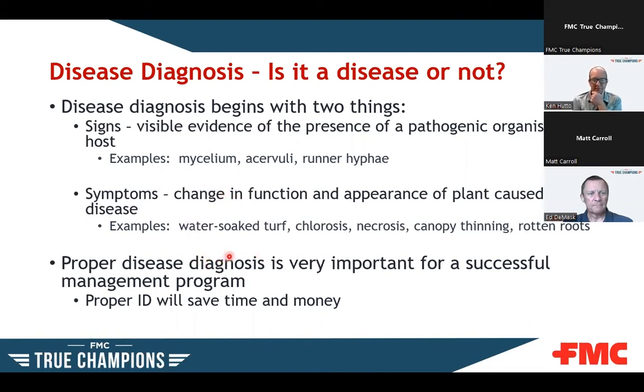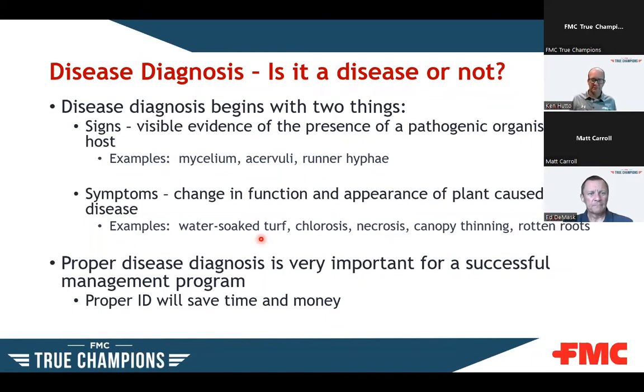Symptoms deal with how it's basically changing the appearance and the function of the plant. So if you see water soaked turf, or you see the turf start to become chlorotic or yellowing, necrotic, or necrosis, that's basically more blighted turf. The turf is starting to turn brown, canopy thinning. Those are some examples of symptoms of a disease.